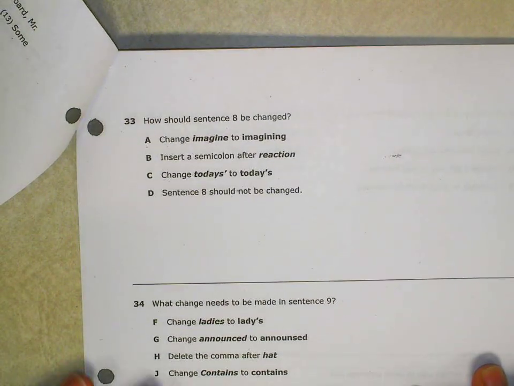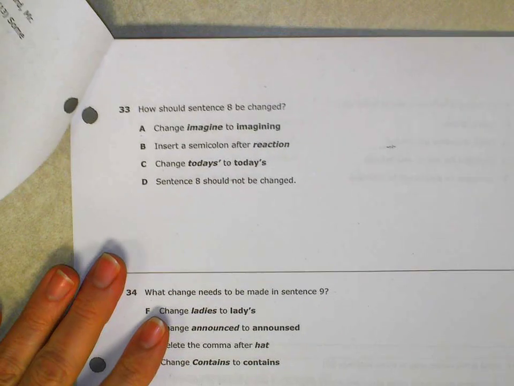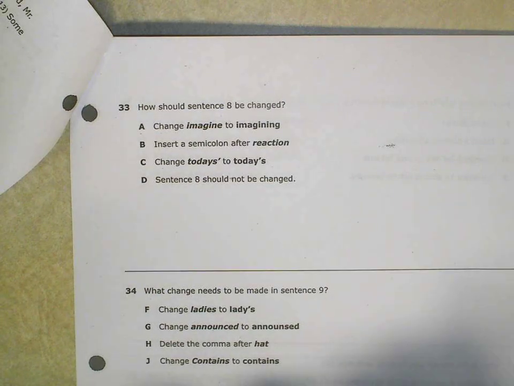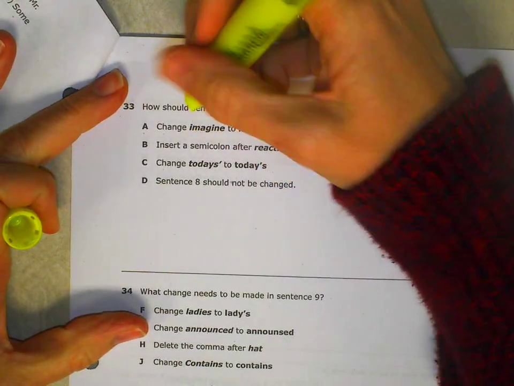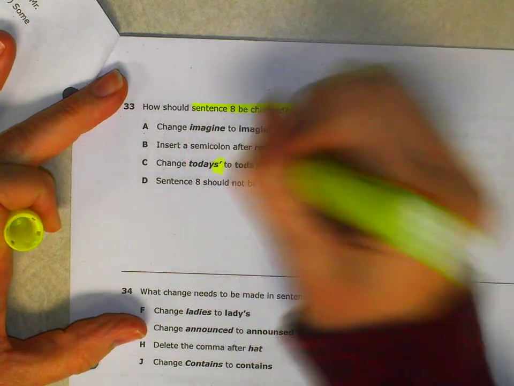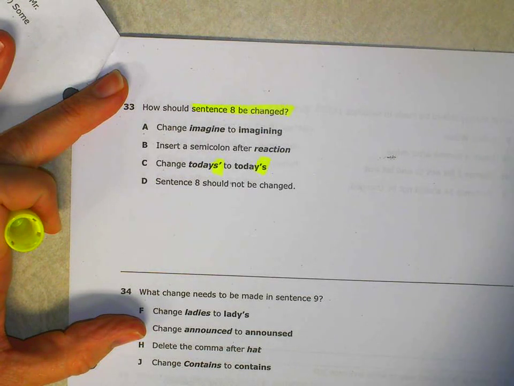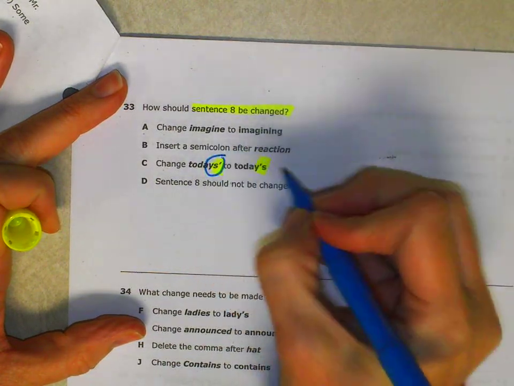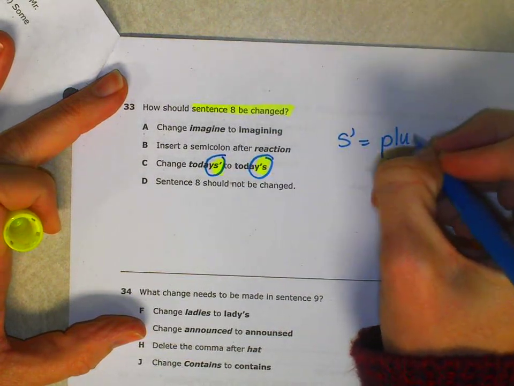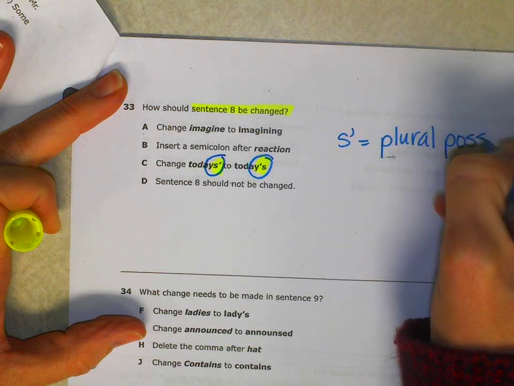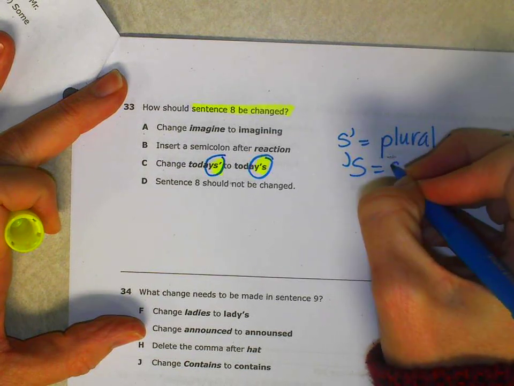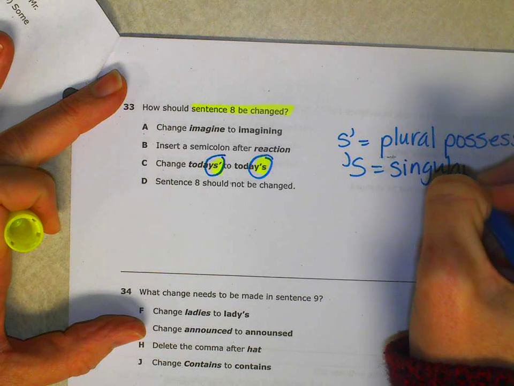So I wanted to show you some examples of this in an actual STAAR test. I can't remember what year this was, but this one says, how should sentence 8 be changed? And this is what we're looking at right here. Today's and today's. According to my notes, I know that S apostrophe equals plural possessive, and apostrophe S equals singular possessive.